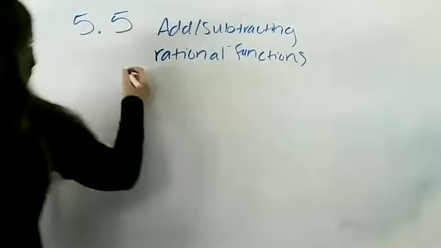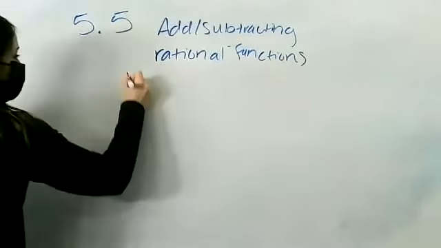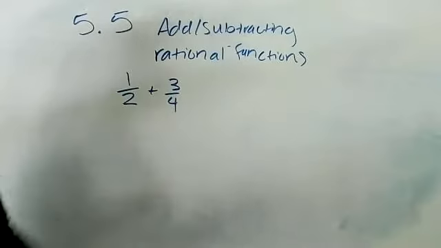Okay, so if I have 1/2 plus 3/4, can I add these? Yes, I have to have a common denominator, right? Denominators have to be the same. So I can't add them, I have to do something to them first. What would my common denominator be between these two numbers?